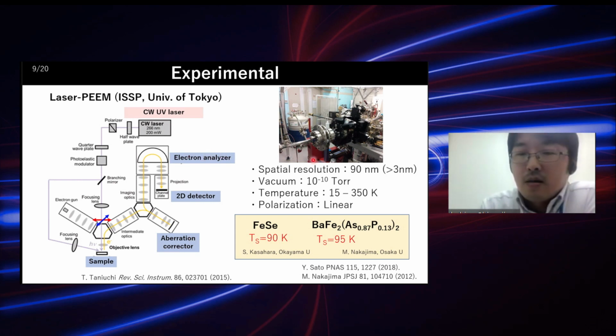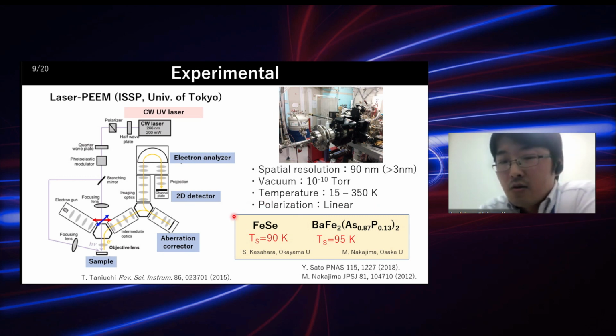And these are the experimental conditions. In this work, we set the spatial resolution to 90 nanometers, and the best spatial resolution is 3 nanometers. High vacuum and a wide range of temperature were used, with a linearly polarized laser. Very high quality single crystals were provided by Kasahara sensei at Okayama University and Nakajima sensei at Osaka University.